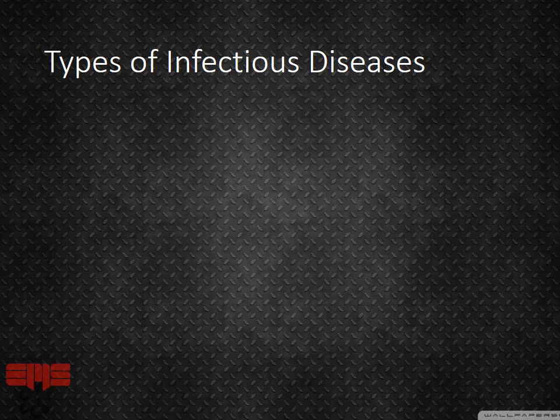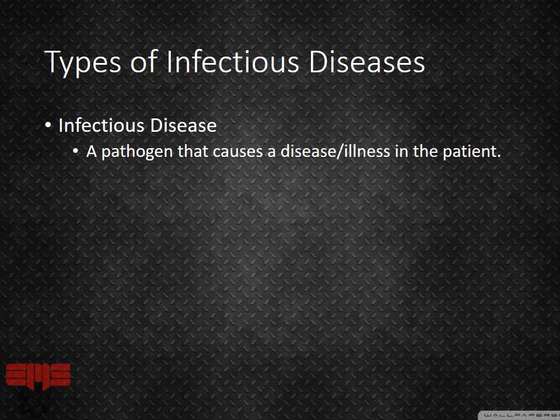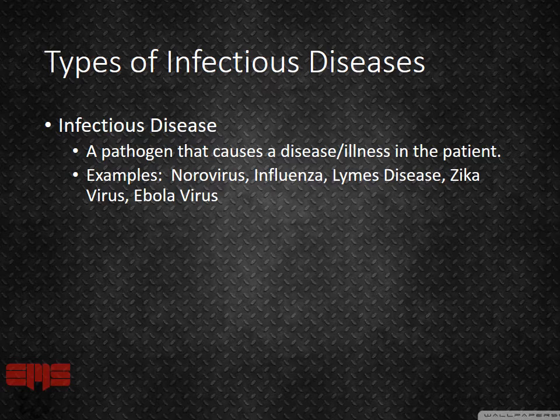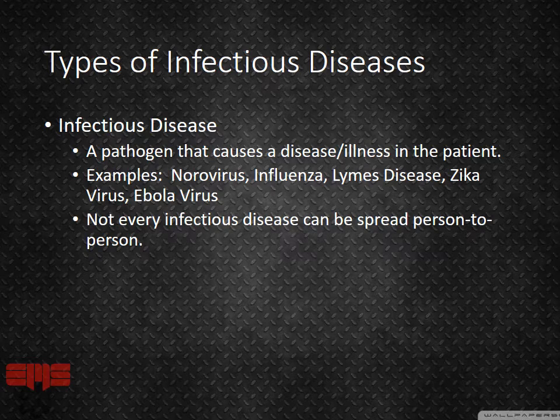Types of diseases, it's important to remember a couple of the terminology that we'll use. Infectious disease, so this is a pathogen that causes disease or illness in a patient. Example: norovirus, influenza, Lyme disease, Zika virus, Ebola virus. Not every infectious disease can be spread person to person. Example from up there is Lyme disease. You can't catch Lyme disease from someone that is infected with it. You have to get bitten by the tick that carries the disease. So that would be an infectious disease.